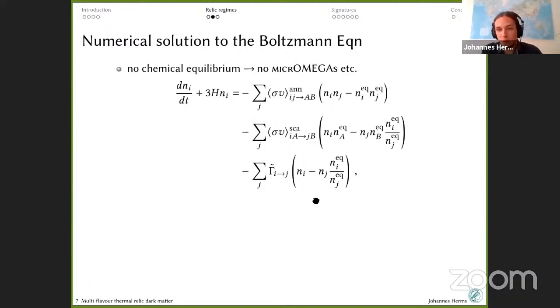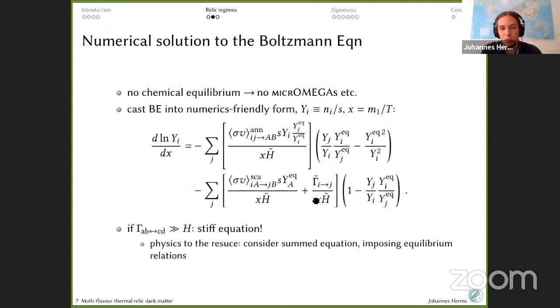If we don't have chemical equilibrium, we need to solve this complicated Boltzmann equation. We cannot use the standard codes like micrOMEGAs and so on. So we really need to do that ourselves. So we cast it into some numerics friendly form. And then I need to make sure that this equation isn't stiff, so that if these coefficients here are very large, this gets numerically unstable. But thankfully, in that case, we can just use the chemical equilibrium case again and use the summed equation.